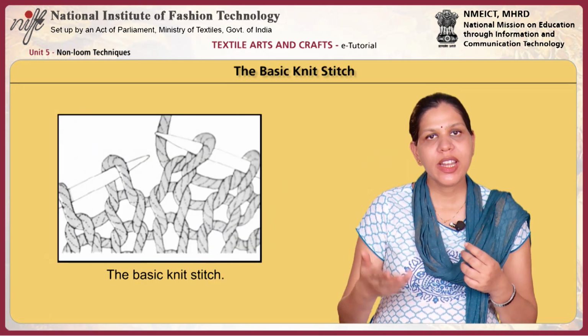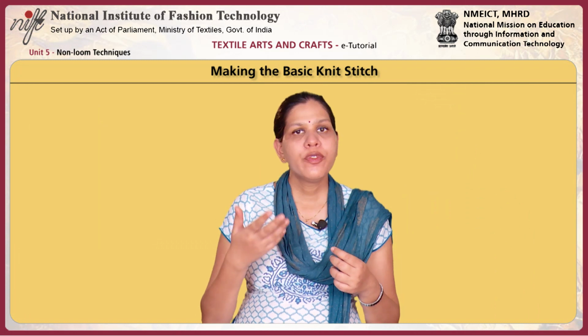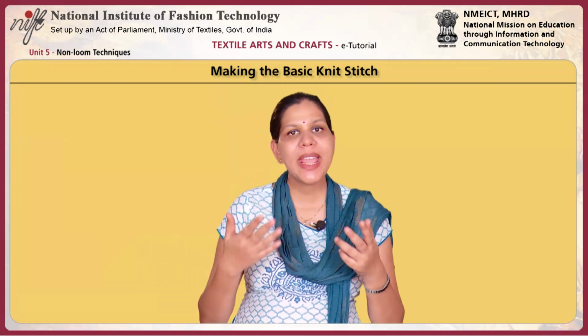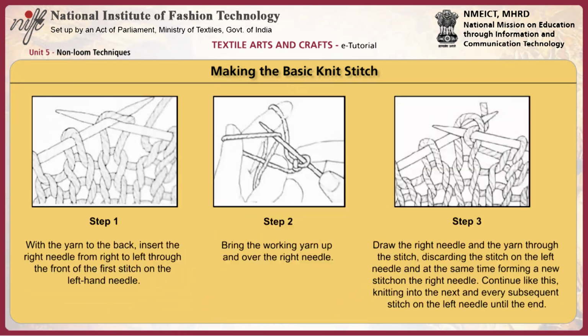This is the basic knit stitch. Follow these instructions to make a basic knit stitch. With the yarn to the back, insert the right needle from right to left through the front of the first stitch on the left hand needle. Bring the working yarn up and over the right needle.